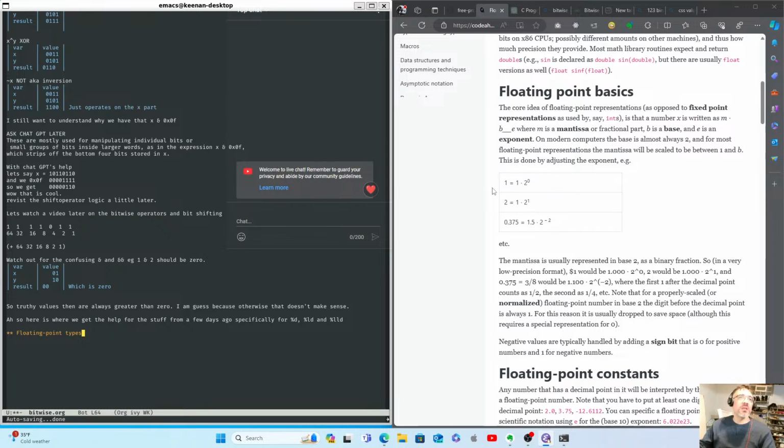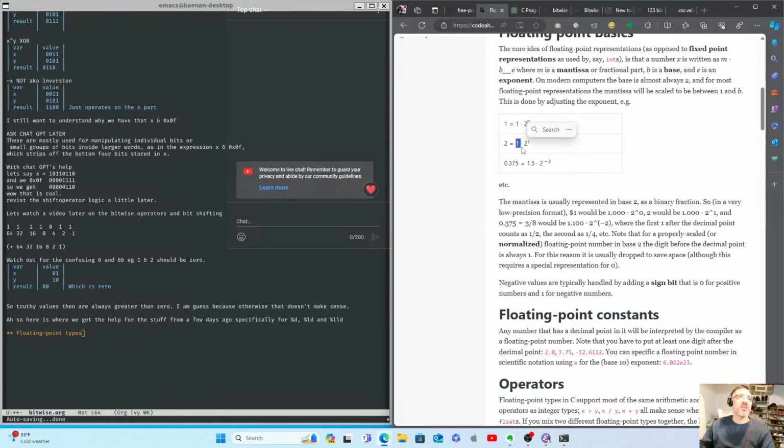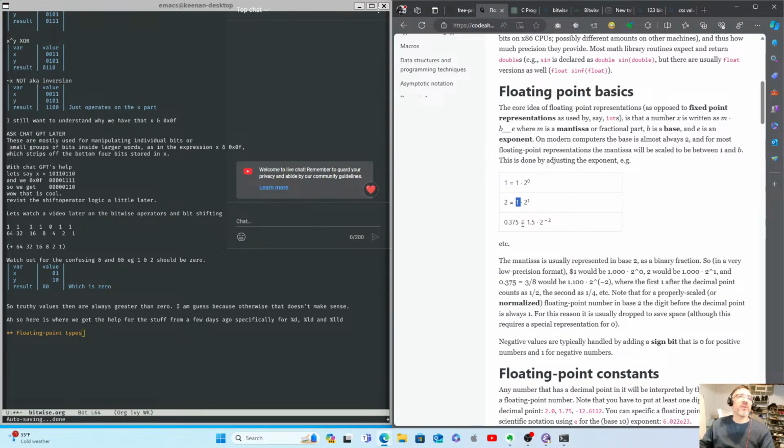Example: 1 equals 1 times 2 to the 0. 1 is the mantissa, 2 is the base, and 0 is the exponent. 2 equals 1 times 2 to the 1, so 1 is the mantissa. Okay. 0.375: 1.5 is the mantissa, 2 is the base, and the exponent is -2.